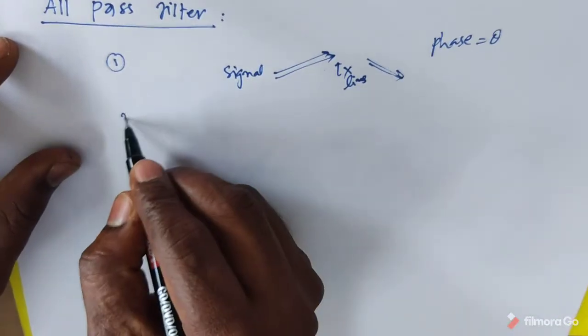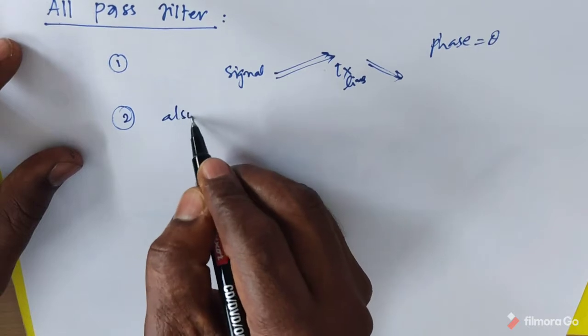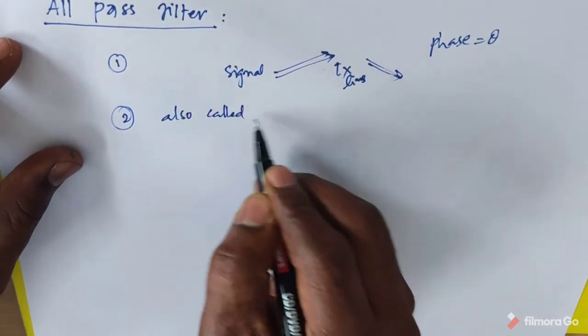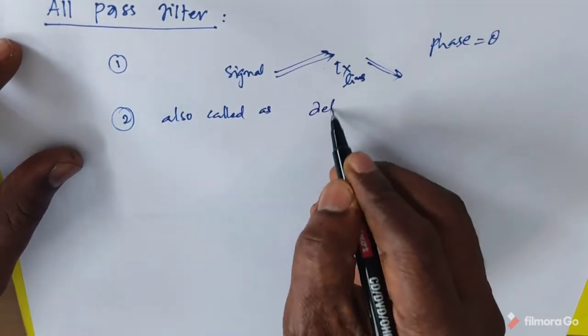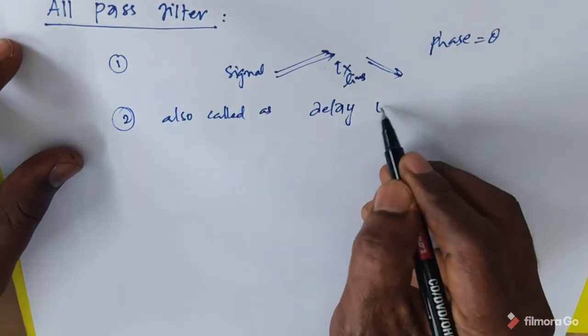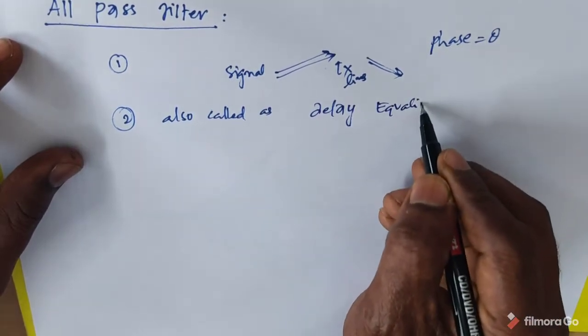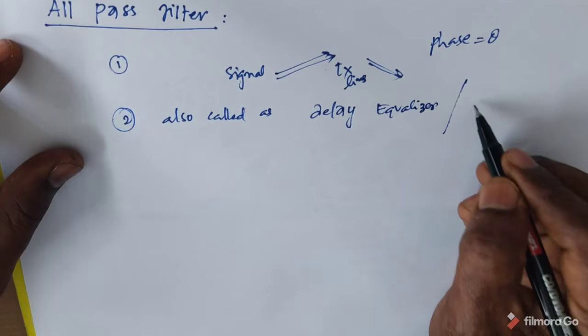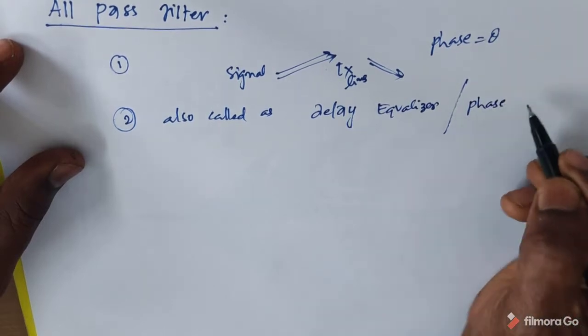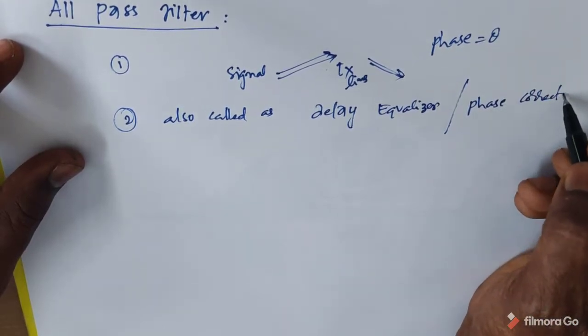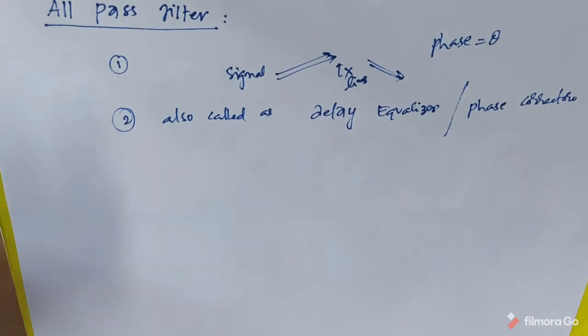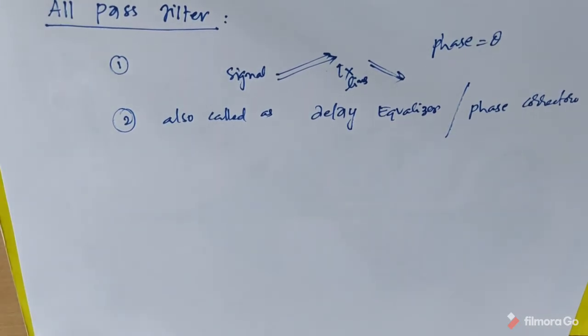So all pass filters are also called delay equalizer or phase corrector. Another name for this is phase corrector. That is the main role of the all pass filter.